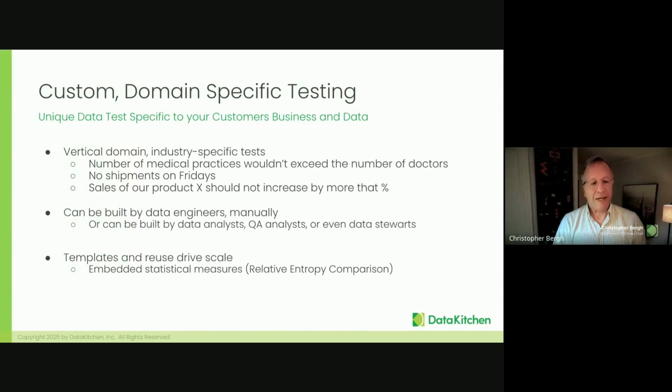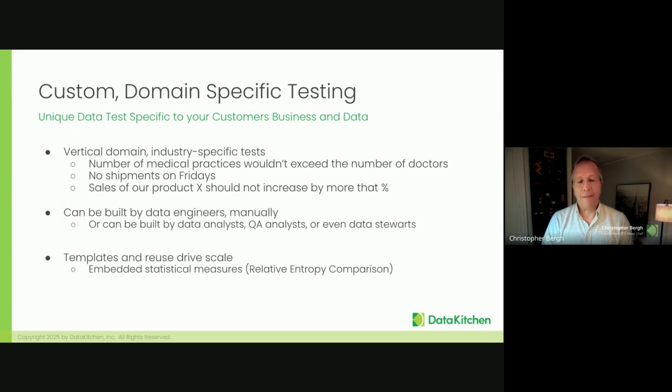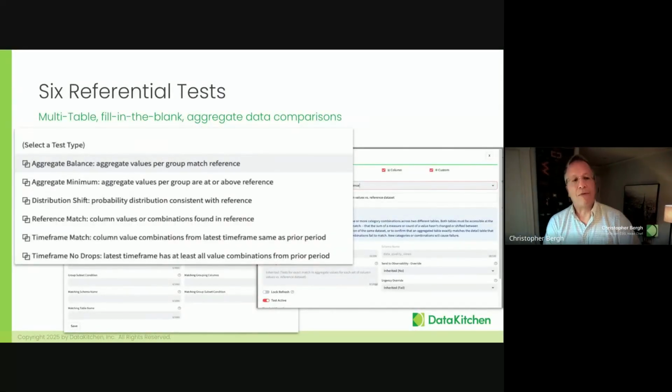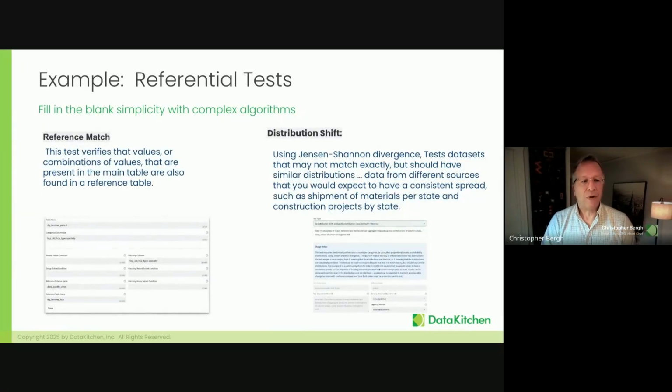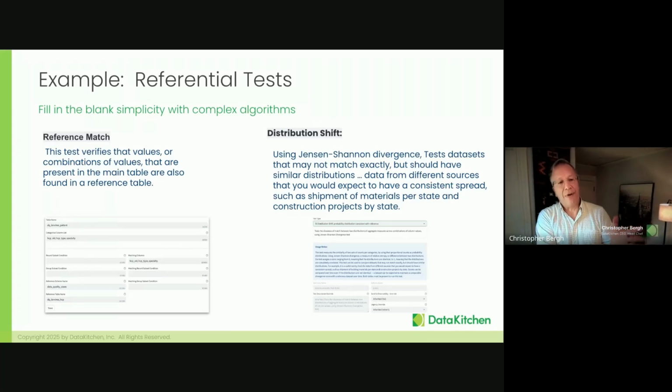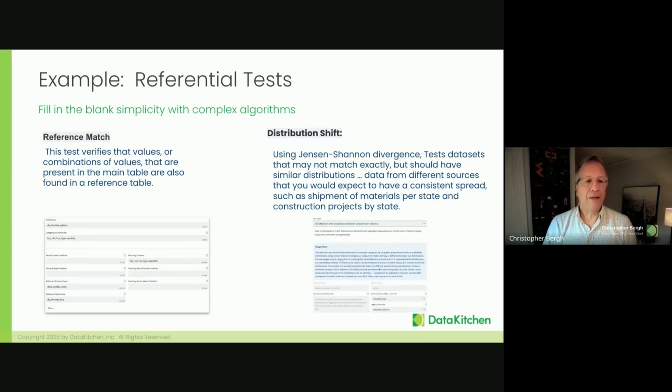And they can be built by data engineers. What we've done is we have templates and we've embedded statistical measures like the relative entropy comparison to look at 2 different ones. So we've got a bunch of these, what we call referential tests. They're sort of fill-in-the-blank tests. And here's an example of 2. One is called a reference match. So here's a case where I want to see that one table's got a bunch of values, and then another table's got a bunch of values. And have they differed in kind, or have these combinations of values shifted?